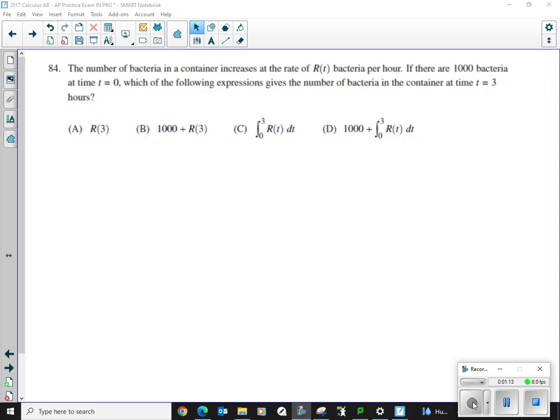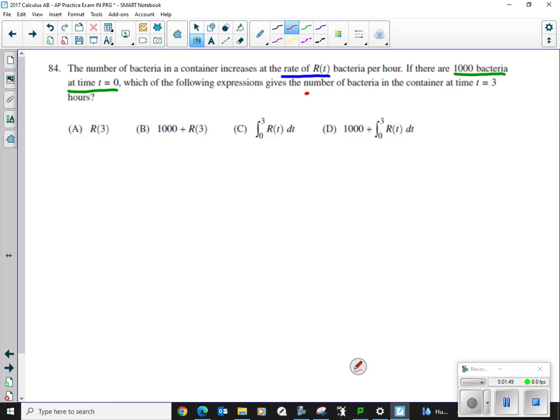Number 84. The number of bacteria in a container increases at the rate of R(t). It is important to know that R(t) is a rate, that's bacteria per hour. If there are 1,000 bacteria at time 0, that is also important to know. Which of the following expressions gives the number of bacteria in the container at time 3?